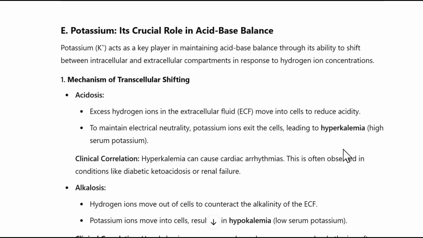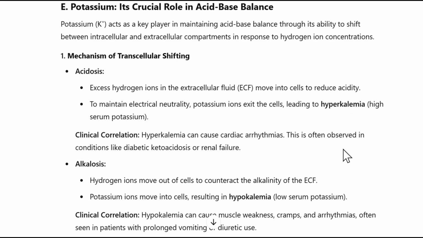Acidosis. Excess hydrogen ions in the extracellular fluid, ECF, move into cells to reduce acidity. To maintain electrical neutrality, potassium ions exit the cells, leading to hyperkalemia, high serum potassium. Clinical correlation. Hyperkalemia can cause cardiac arrhythmias. This is often observed in conditions like diabetic ketoacidosis or renal failure.